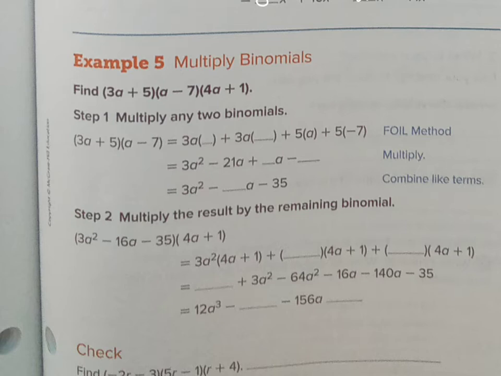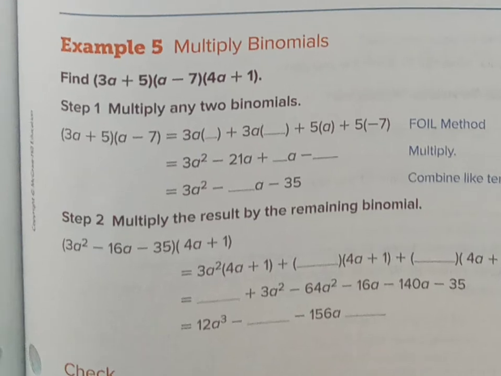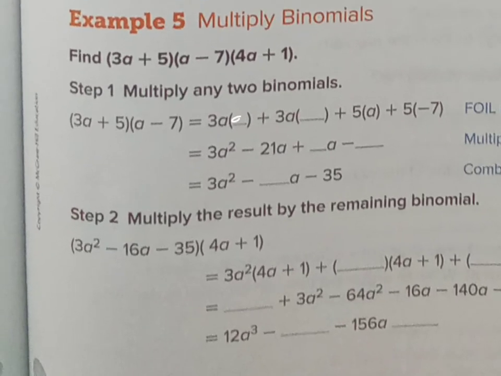Okay. So then we're just foiling 3a plus 5 and a minus 7. The first together is 3a times a. The last together is 3a times negative 7, or I guess that would be the outer. The inner together would be 5 and a, and then the last terms would be 5 times negative 7. We get negative 21a plus 5a minus 35. And then we got negative 16a there when we combine like terms.